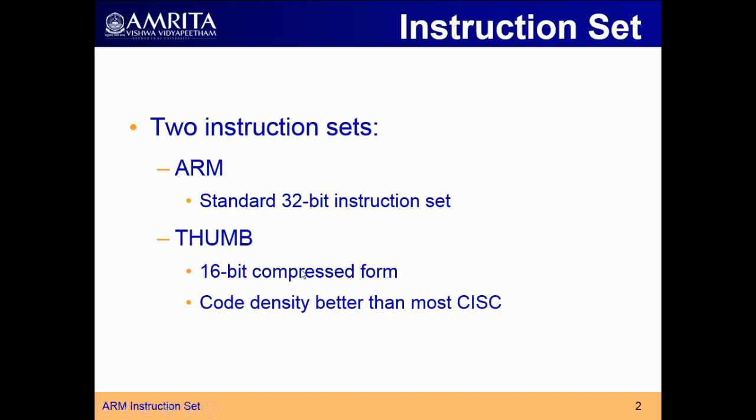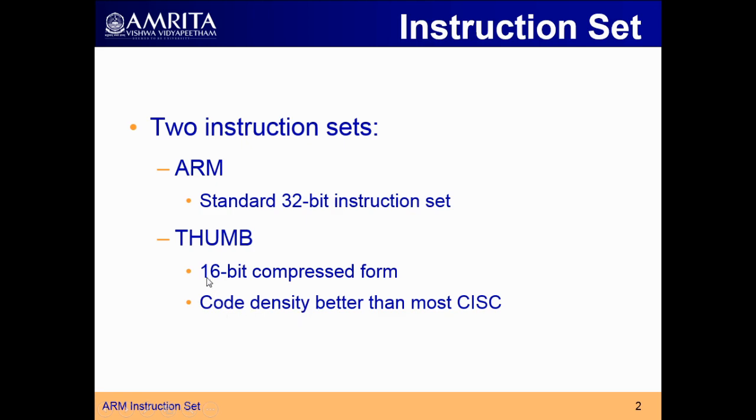Because in your program memory, you are able to store 32 bits of instruction. If you are using ARM instruction set, we can only store one 32-bit instruction there. If you are using thumb instruction set, you will be able to store two 16-bit instructions in the place where one 32-bit instruction can be stored, right? So instead of one 32-bit instruction, you can store two 16-bit instructions. That means in the unit 32-bit area, you can store two instructions. That is why code density is more.